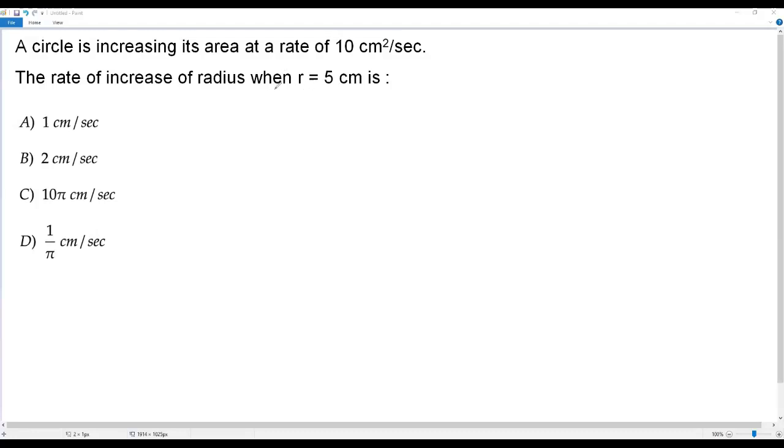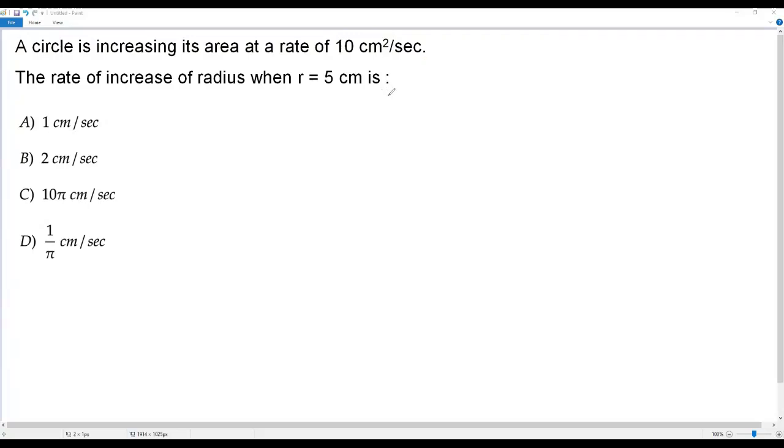So we have at what rate the area of a circle is increasing, that is 10 centimeters square per second, and we have to find the rate of change of radius, that is at what rate the radius is increasing when the radius equals 5 centimeters. Here it is given how the area of the circle is getting changed, and when I look at the units, centimeter square per second, that means every second the area of the circle is increasing 10 centimeter square. That means the area of the circle is getting changed with respect to time.